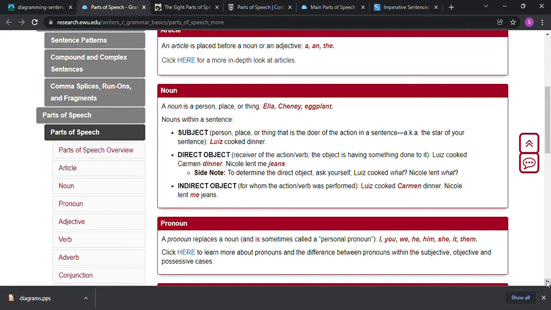It talks about nouns within a sentence. It talks about the subject, the direct object, and the indirect object, which are different nouns within the sentences, so that you understand that there's a subject, a direct object, and an indirect object. And it talks about the direct object is the receiver of the action or the verb. It talks about the indirect object for whom the action or verb is performed, and you can read more on that to your students.